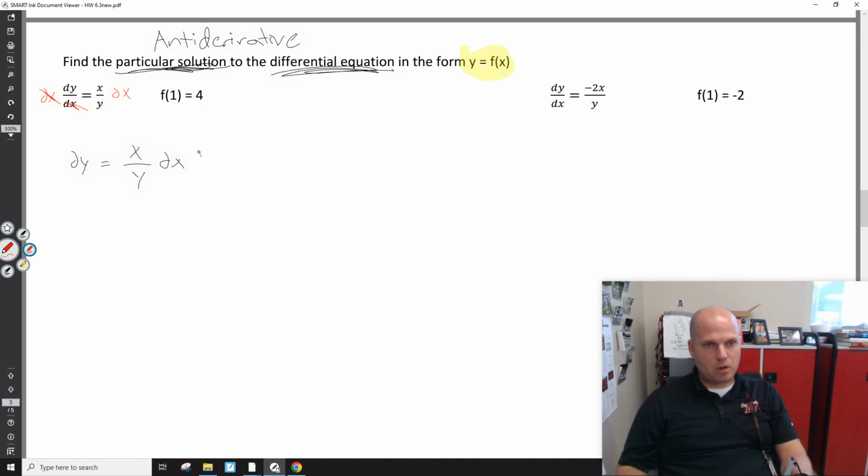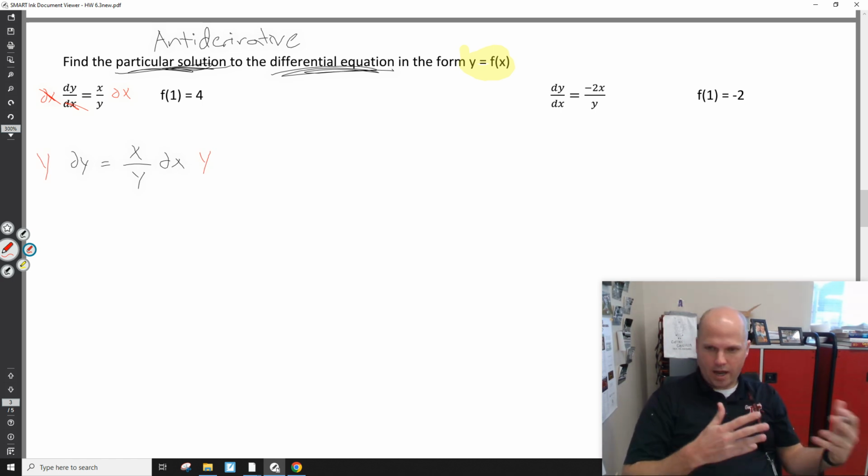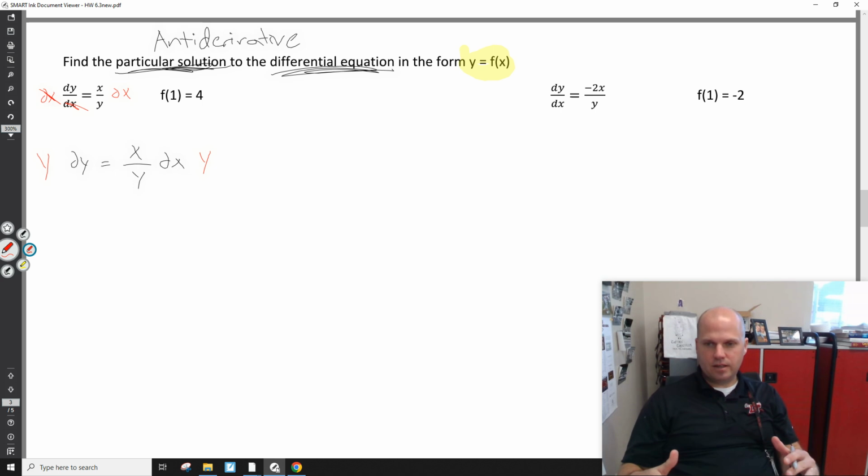Sometimes you'll have to multiply. In this case, since I'm dividing by y, to move the y, I'm going to multiply both sides by y, so it goes away on the right side and it remains on the left side. Sometimes you'll have to divide. Make sure you do the right thing. Don't do the same thing every time. It's a huge mistake students make.